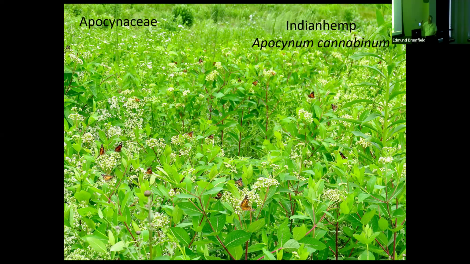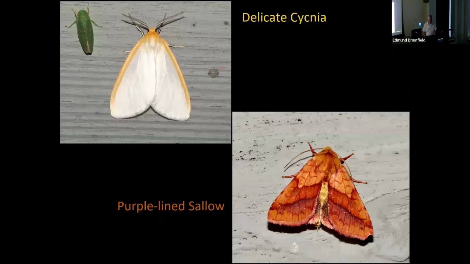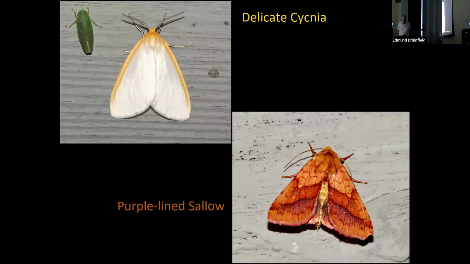So here we are with Apocynum, very common plant. And here are some of the moths that use that as a host. The delicate cycnia we've seen on many field trips. Okay, you see that during the day. But we don't often see purple-lined sallow. That's a terrific moth.